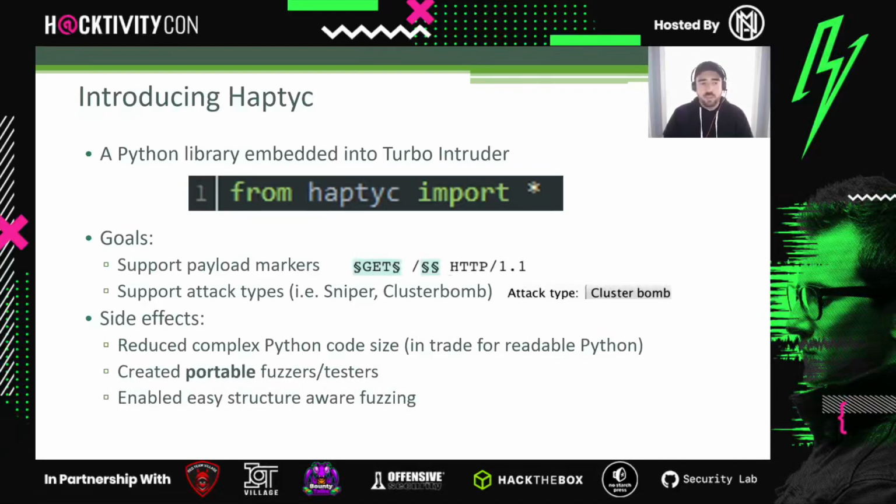First being, it significantly reduced the Python code size in trade for actual readable Python. It also created these portable fuzzers and testers. The Python that you'd write can actually be reused across HTTP types from the repeater. So you could send anything from the repeater and reuse the same types of fuzzers that you've built. And it also enabled easy structure aware fuzzing, and I'll explain what that is later in the presentation.